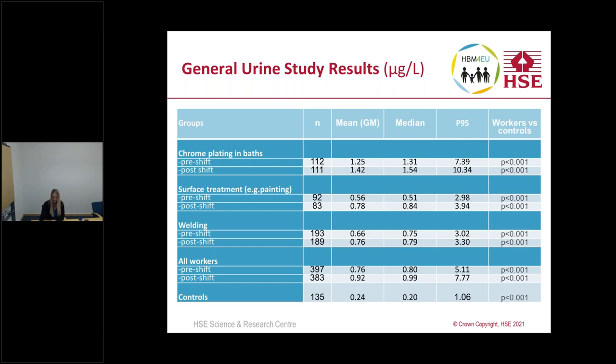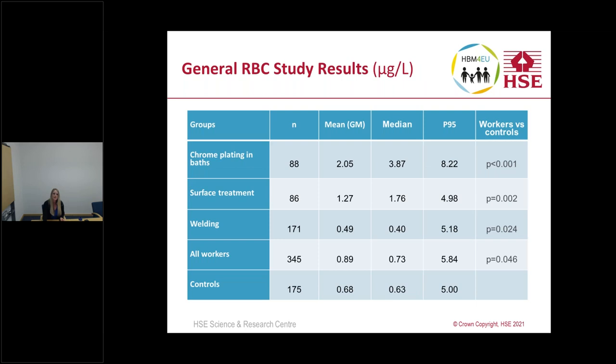The geometric means, the medians and the 95th percentiles for all workers showed an increase of chromium 6 from pre to post working week. So this is a table showing the general chromium in red blood cell results. The surface treatment workers and the chrome platers had significantly higher red blood cells than the control group. The welders didn't seem to have elevated results. In fact, if you look at their geometric mean and the median, they're both lower than the controls.